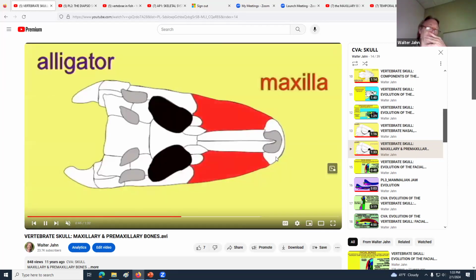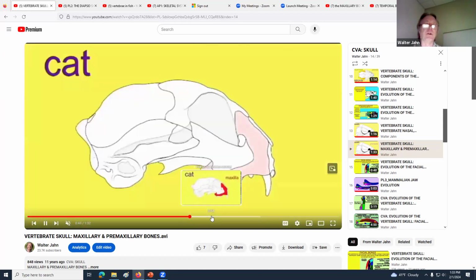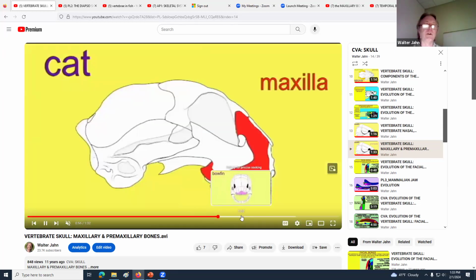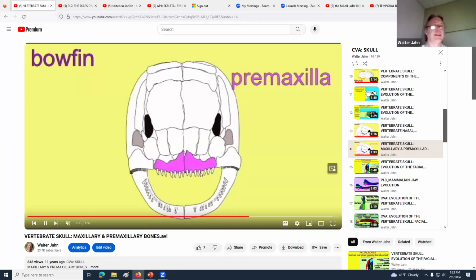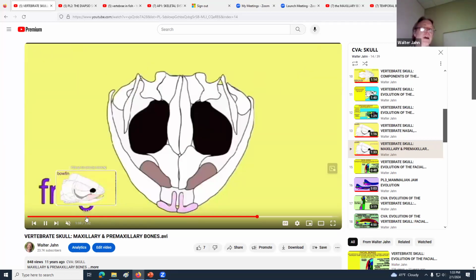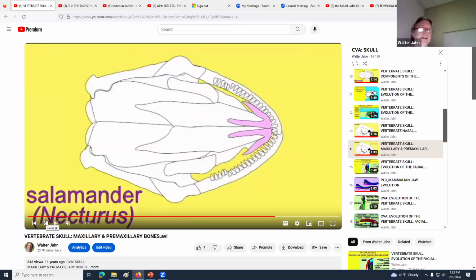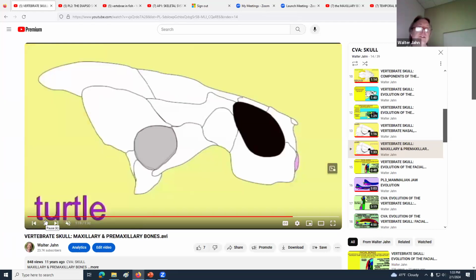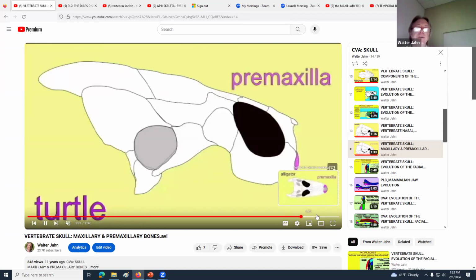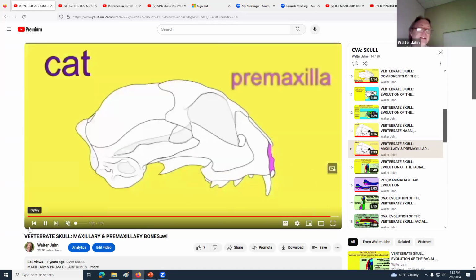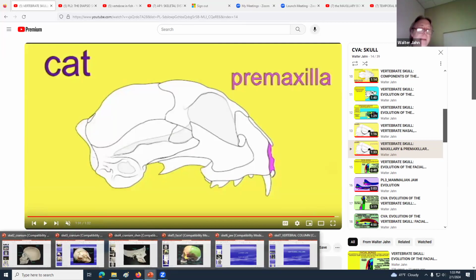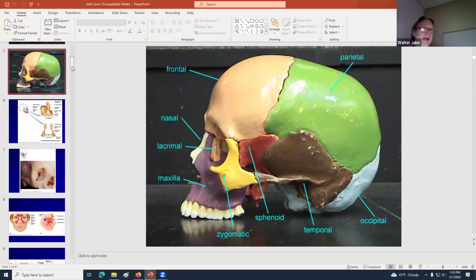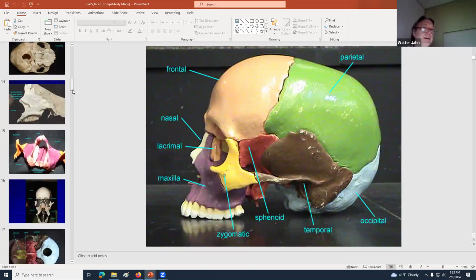But notice how the red's not going to the tip of the snout. That's because the cat has maxilla. That's because the incisor area was its own separate bone, the premaxilla, which we see there in the bowfin, here in the frog, here in the salamander, here in the turtle, here in the alligator, here in the cat. So in addition to a maxilla or a maxillary bone, we have a premaxilla.